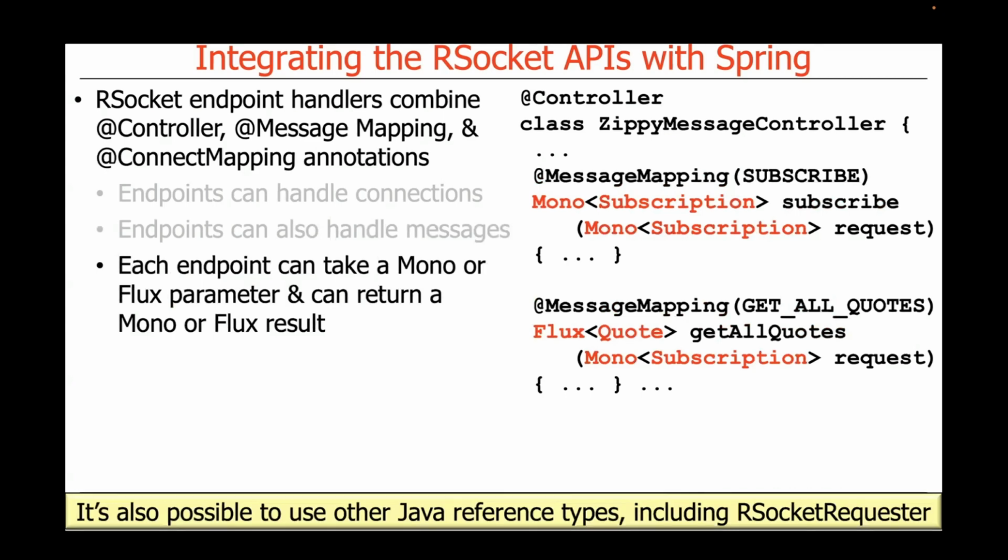Something else to note here that's very important: these endpoints can take a mono or a flux parameter, and they can also return a mono or a flux result as the return value. It's also possible to use other Java reference types, including RSocket requester. You can pass RSocket requesters around, and in fact, that's precisely what you typically do with the connection mapper method. It takes the RSocket requester from the client and can then use that to call back to the client to do various kinds of things.